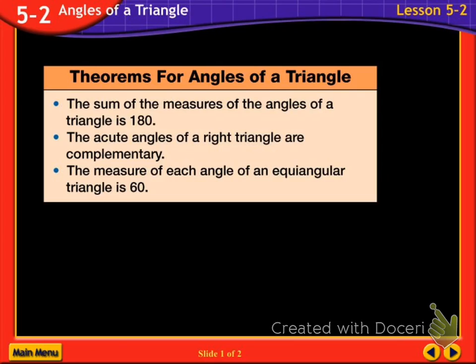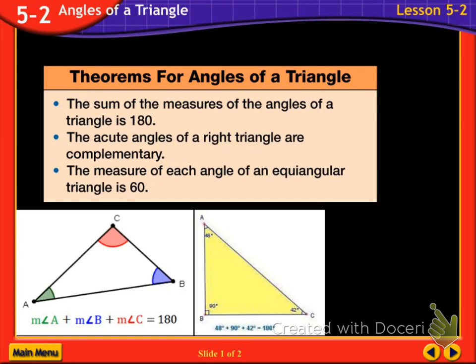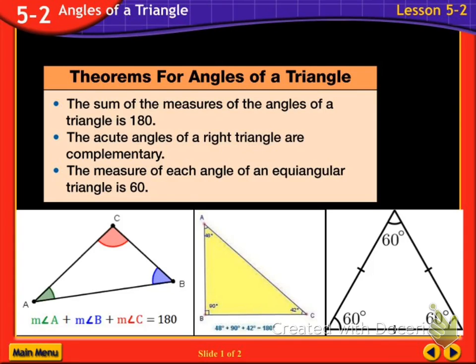The measure of each angle in an equiangular triangle is 60. So what's true about equiangular triangles is that they're also called equilateral triangles. All the sides are equal, and the angles opposite equal sides are all equal to each other, so that makes sense. So the measures of all the angles equal 180, or a straight line. So we're going to use all of this information to help us find a missing angle inside a triangle.